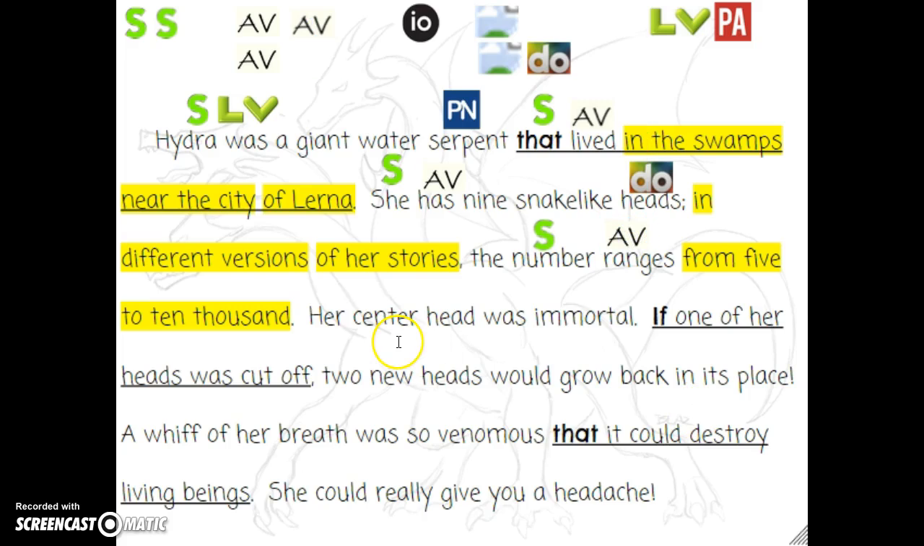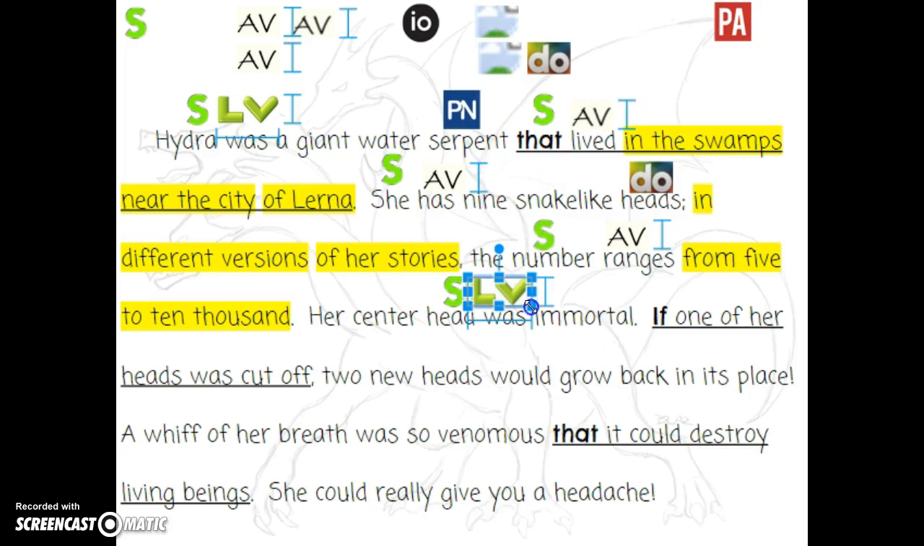The next sentence, her center head was immortal. I don't see any prepositional phrases in there, so I'm going to look for my subject. The sentence is about the head, her head. I've got some modifiers there. The center head, her head. The verb is was. I know that's a linking verb because it was on the list of words that we memorized. Her head was. The complement that follows a linking verb is either a predicate adjective or a predicate noun.